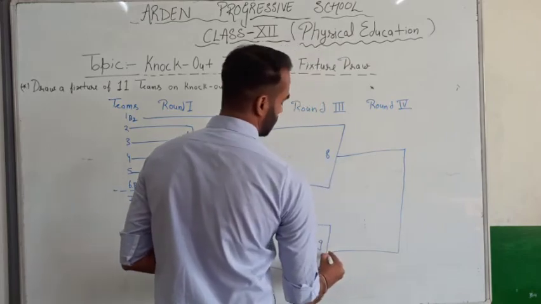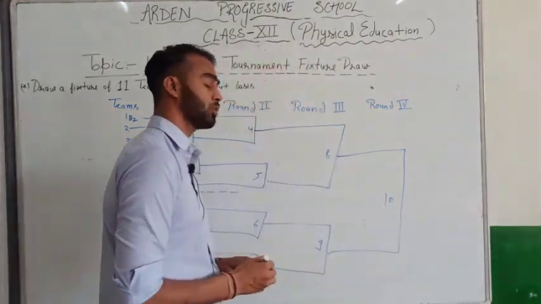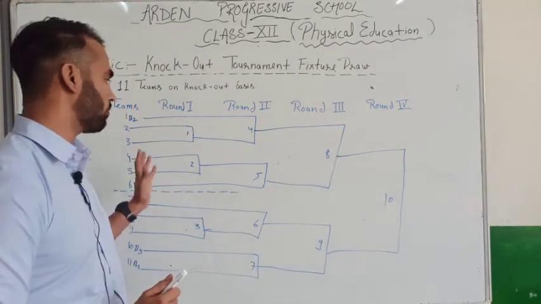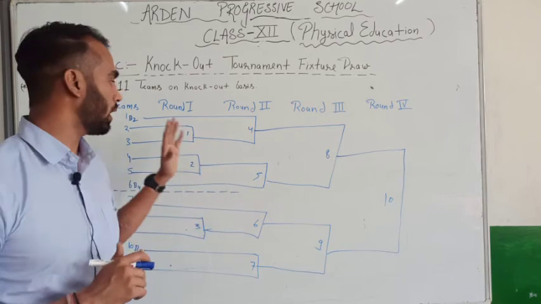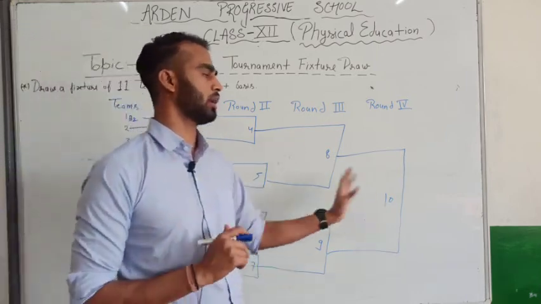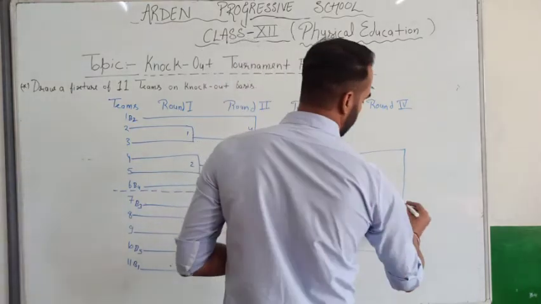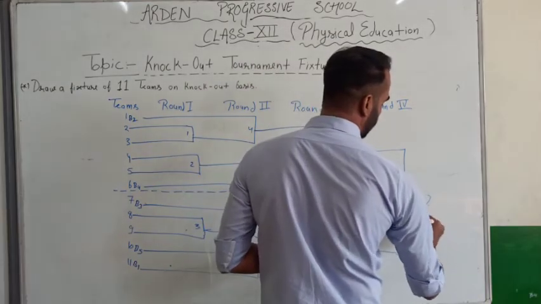The last match is number 10, so the total number of matches is 10. We also know the calculation method: 1, 2, 3, 4, 5, 6, 7, 8, 9, 10. And this is how we know who will be the winner of this tournament in the final round.